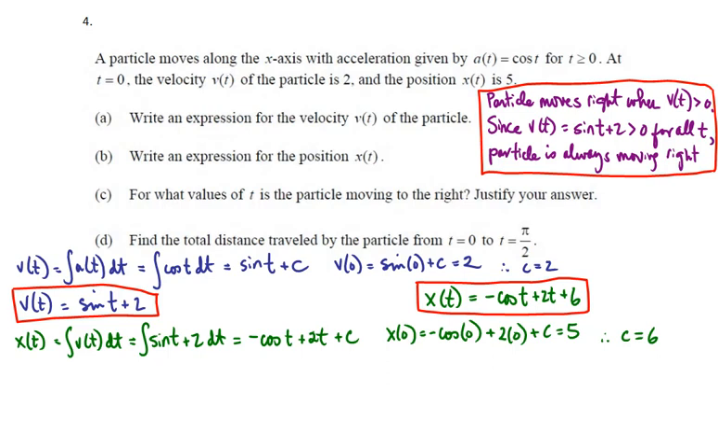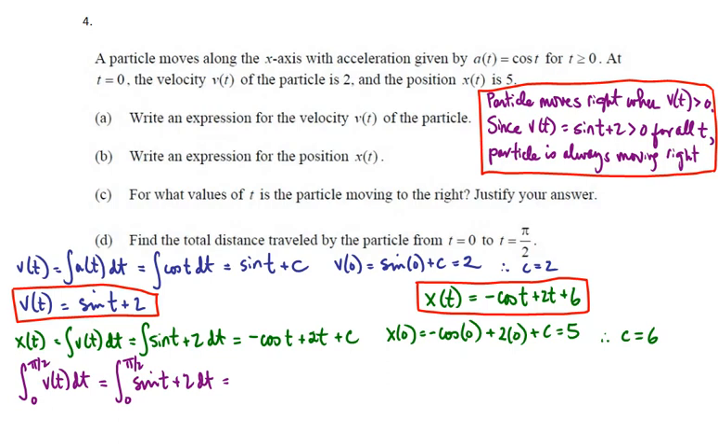Finally, we want to find the total distance traveled from t equals 0 to t equals pi over 2. And the total distance traveled, only because we know the particle is always moving right, in this case will be equal to the displacement. And the displacement is just the integral from 0 to pi over 2 of v of t dt, which is the integral from 0 to pi over 2 of sine of t plus 2 dt.